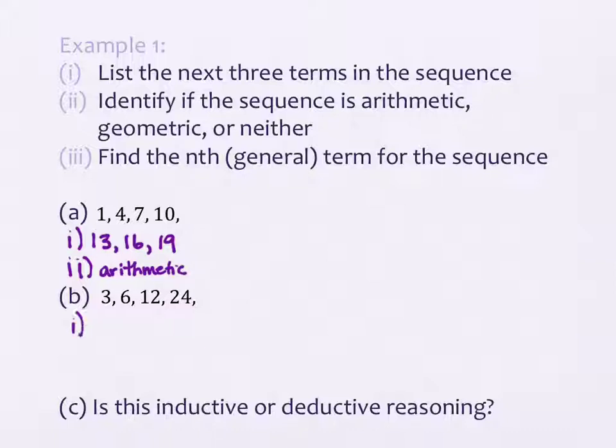Let's do the other part you guys did together. What are the next 3 terms on part B? Excellent. And what did you do to get from one term to the next in that sequence? Multiplied by 2, which makes the sequence geometric.